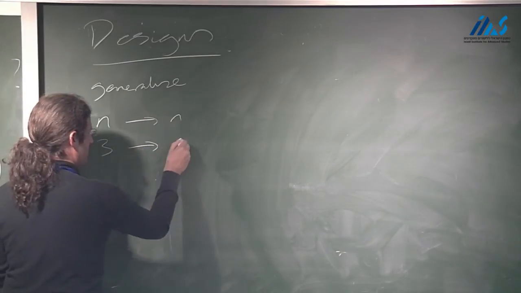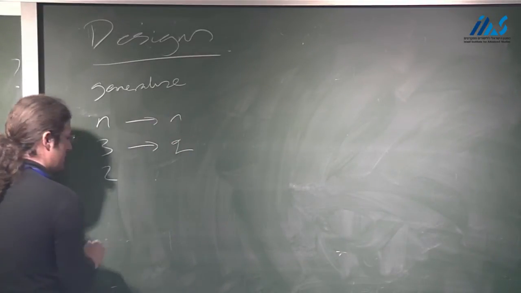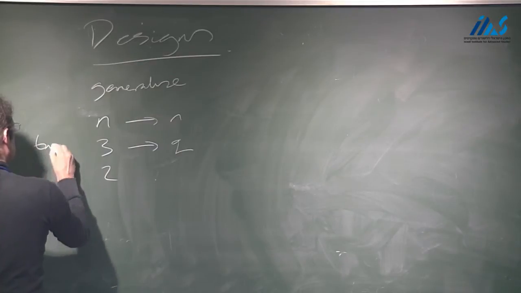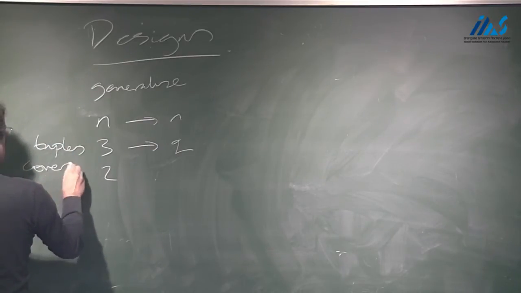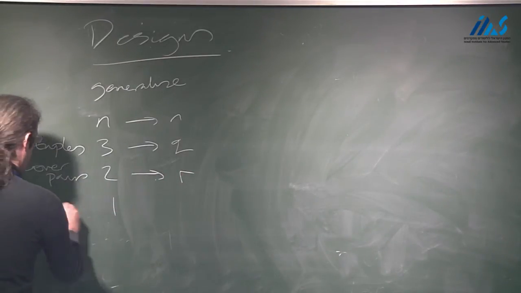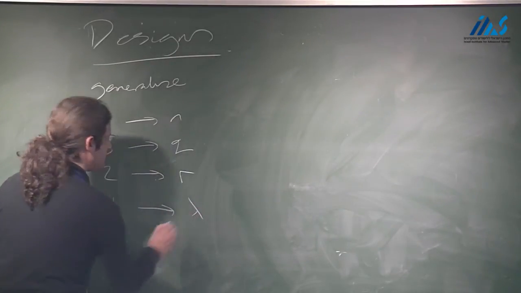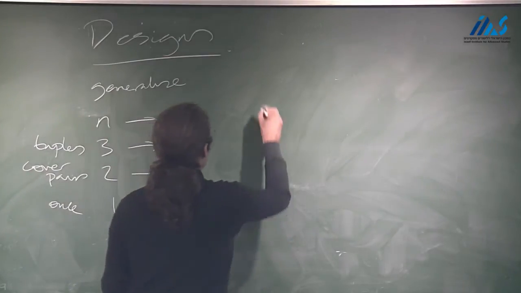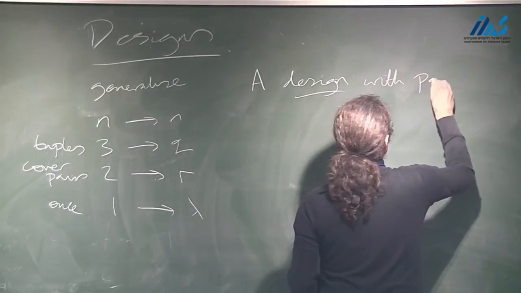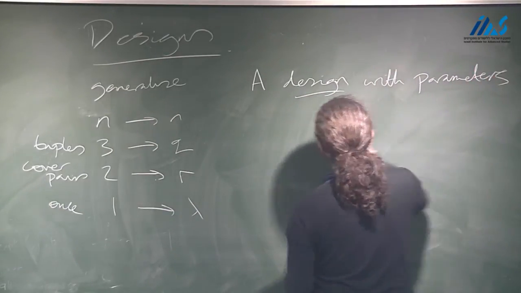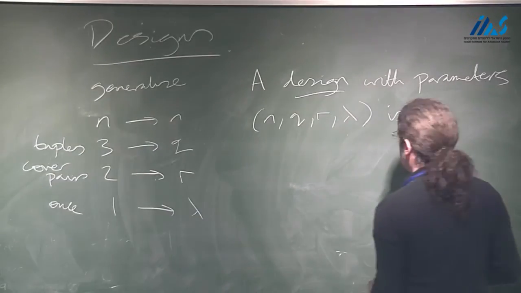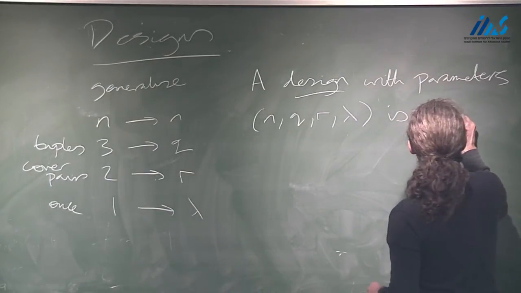The number 3 is going to become q. The number 2, this is pairs. So triples cover pairs. I'm going to call this r, and the 1, so I'm covering pairs once, is going to become some lambda. So let me write it. A design with parameters n, q, r, lambda is maybe some terminology. It's a q-graph.